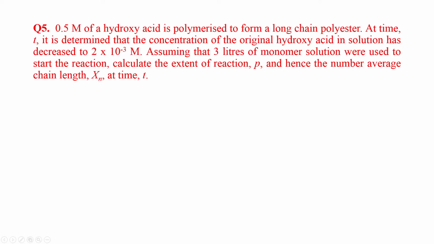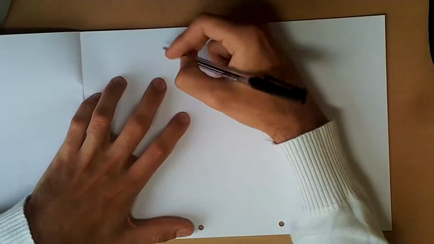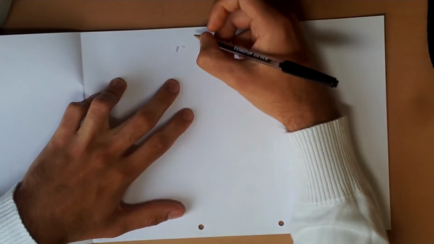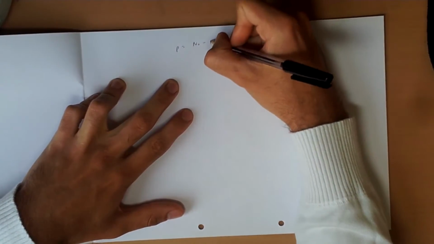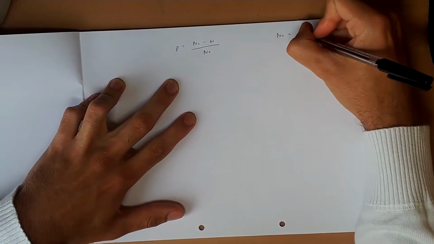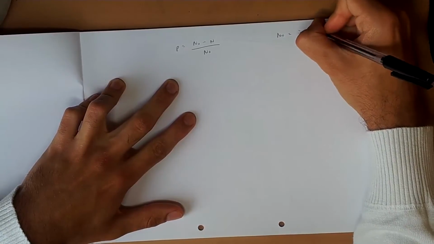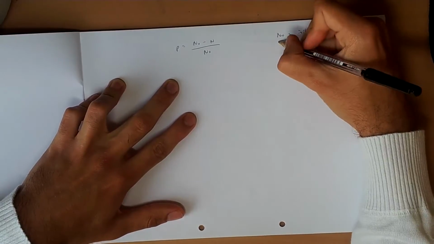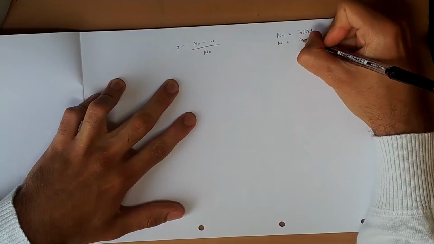So question 5 is asking us to calculate the extent of reaction and the number average chain length for a hydroxy acid which has been polymerized to form a long chain polyester. For this we're using an equation we've seen before, which is P equals (N0 minus N) divided by N0, where N0 is the initial number of molecules of our monomer, and N is the remaining number of molecules after time t.